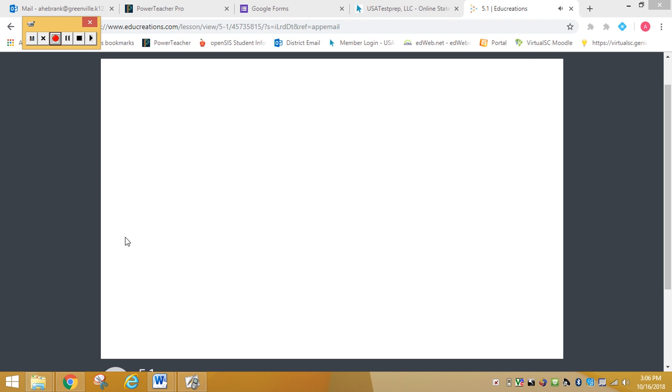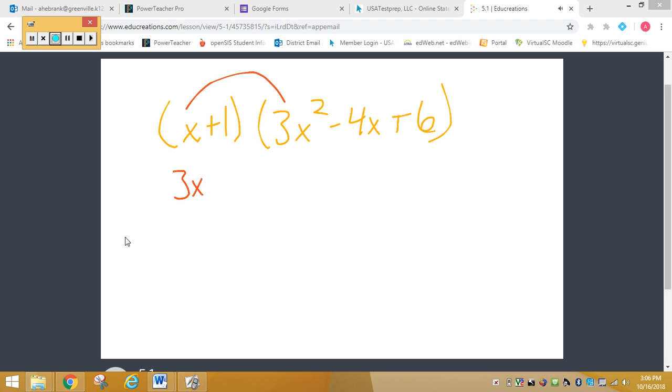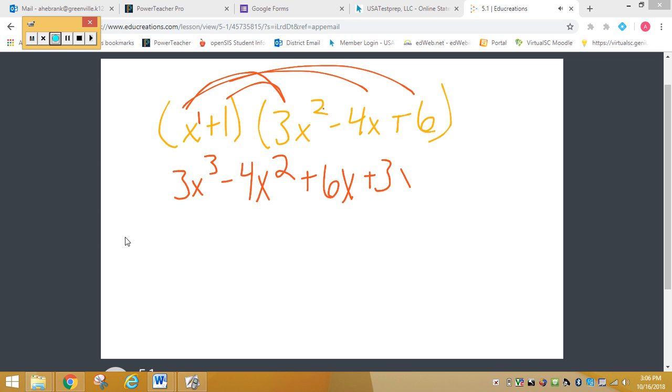Let me do one that's a binomial times a trinomial. Let's do x plus 1 times 3x squared minus 4x plus 6. Distribute, that gives me 3x to the third, because that's a 1 and that's a 2, and 1 plus 2 is 3. X times negative 4x is negative 4x squared. X times 6 is 6x. 1 times 3x squared is 3x squared. 1 times negative 4x is negative 4x. 1 times 6 is 6.